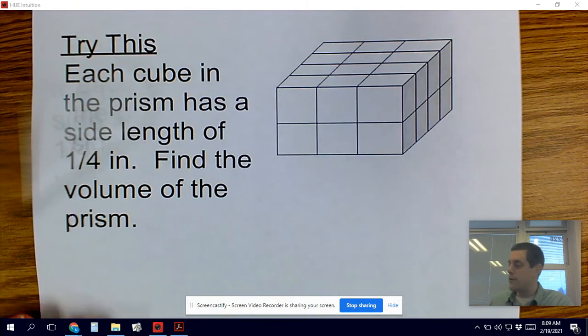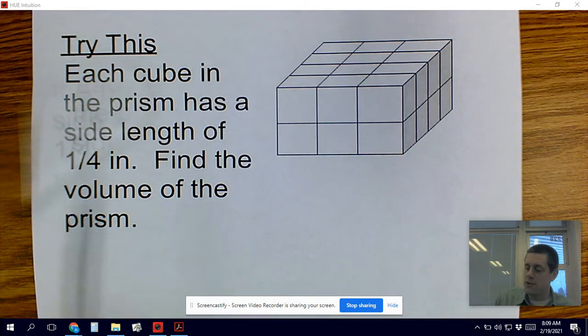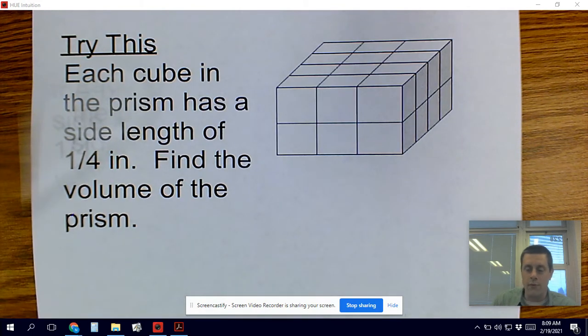All right, here's one for you to try on your own. Calculate the volume of this prism, knowing that the side length of each cube is 1/4 of an inch. Once you've calculated that volume, come back and check your work to see how you did.